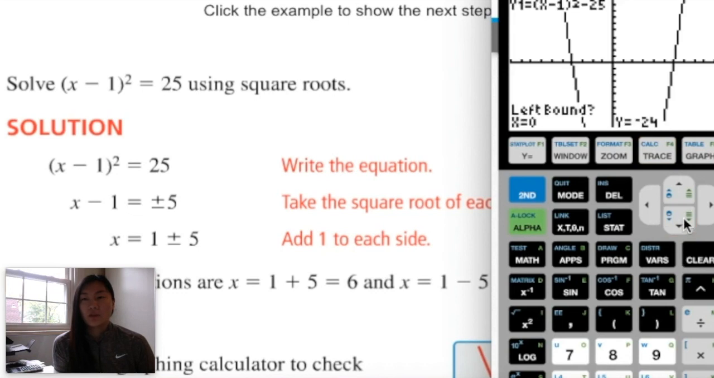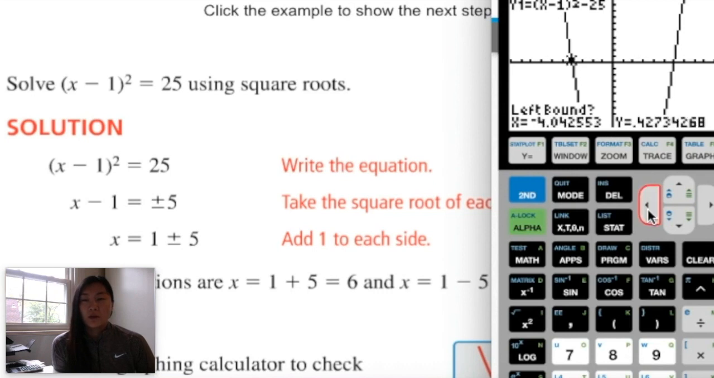It's asking you for the left bound. I need to first find my cursor. So let's move around with the arrow button to see where my cursor is. And I'm noticing that my x value is changing, negative 2, negative 3, right? So it's coming up, and I see my cursor is coming up. So that's how you can find your cursor.